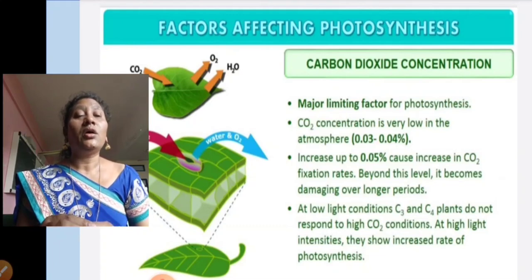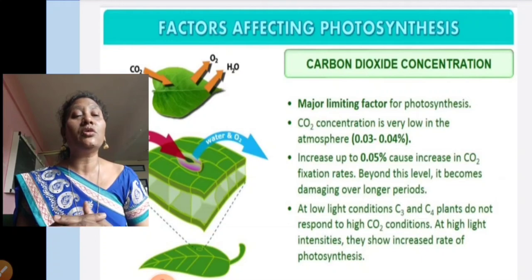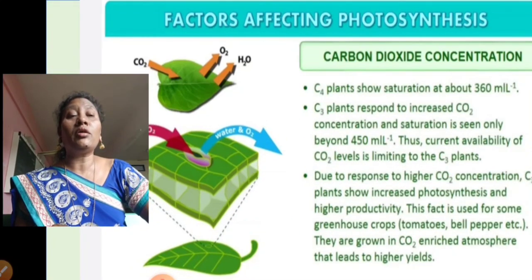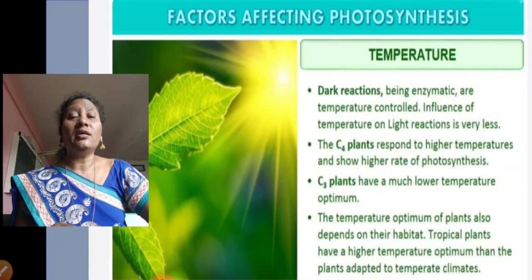At low light conditions, C3 and C4 plants do not respond to carbon dioxide. At high light intensity, they show an increase in the rate of photosynthesis. If more light is there, it increases the rate of photosynthesis.